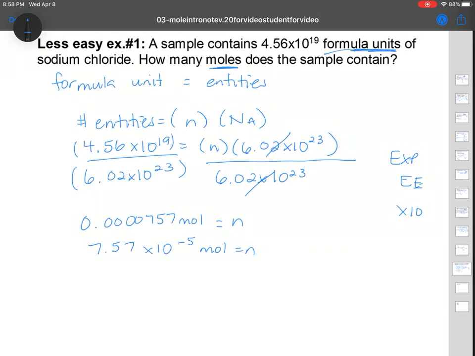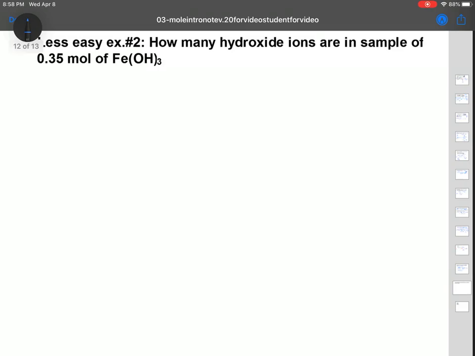So give that a try. That one really is just the wording of the question. Again, that formula units is the same as entities, and practicing dividing.